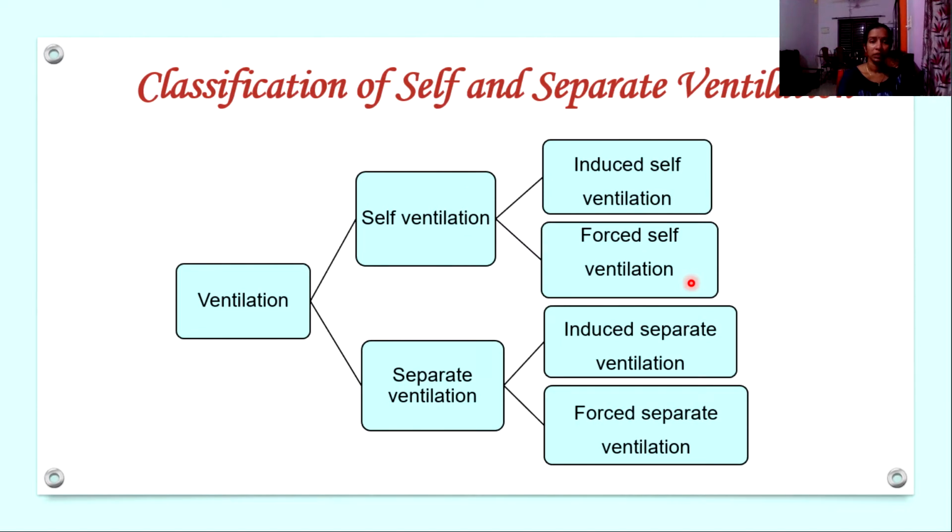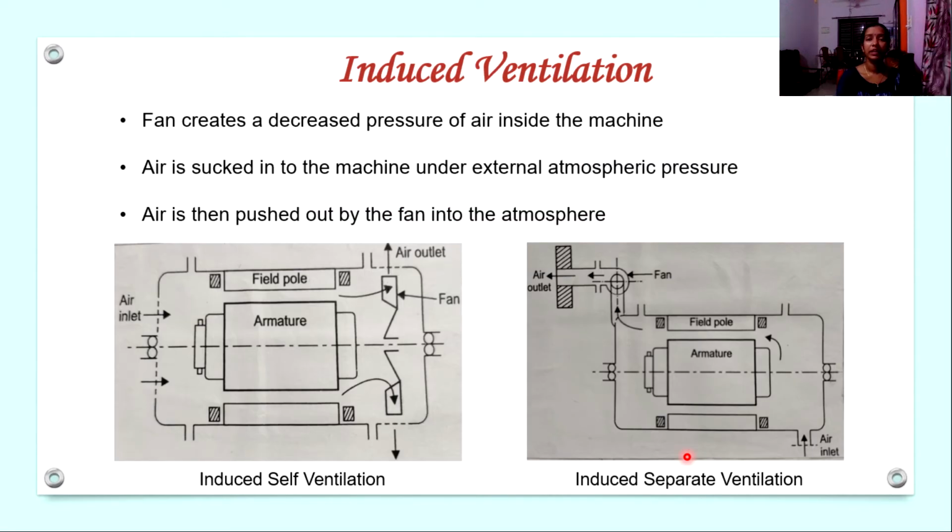Now these two, self-ventilation and separate ventilation, can again be classified into two types. Self-ventilation is classified as induced self-ventilation and forced self-ventilation. Separate ventilation has the same classification: induced separate ventilation and forced separate ventilation. So self and separate ventilation are classified as induced and forced ventilation. Now let us check what is meant by induced ventilation and forced ventilation.